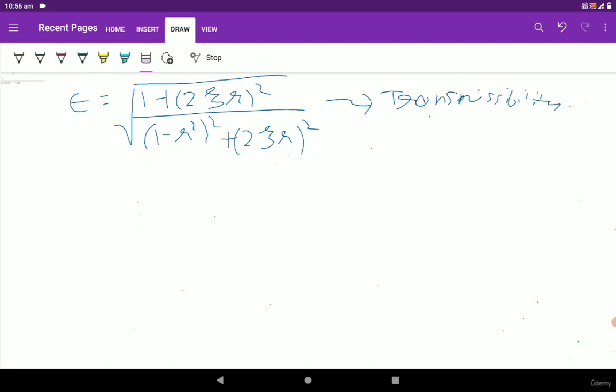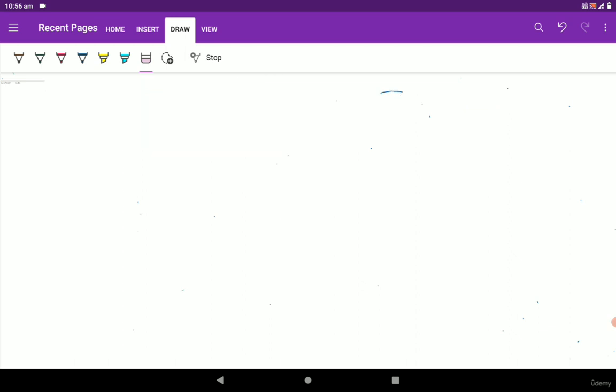Now let's analyze the force transmissibility. So this is our last topic of this section. Analysis of force transmissibility.